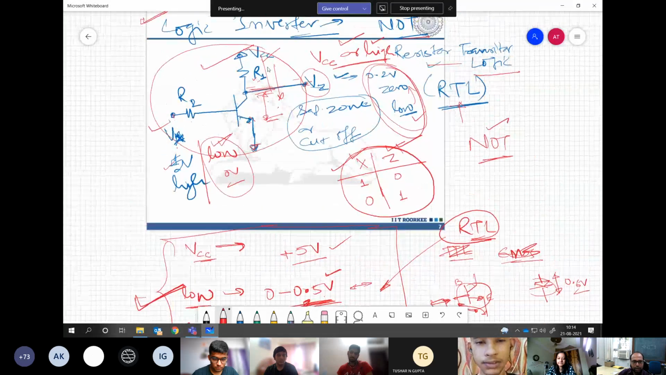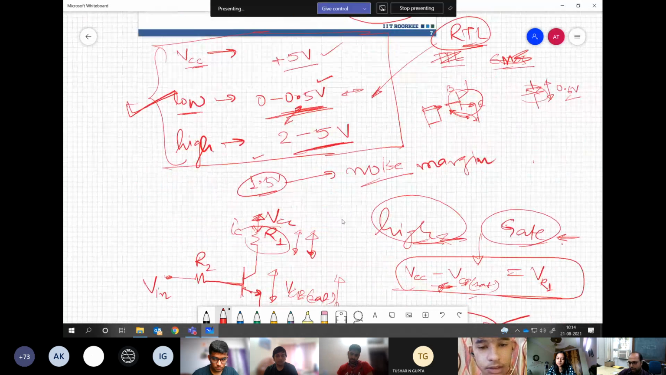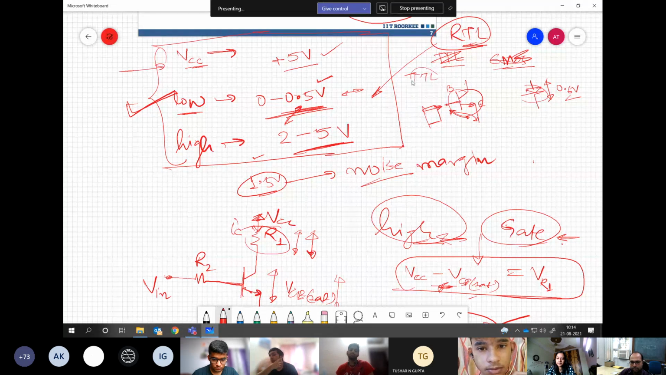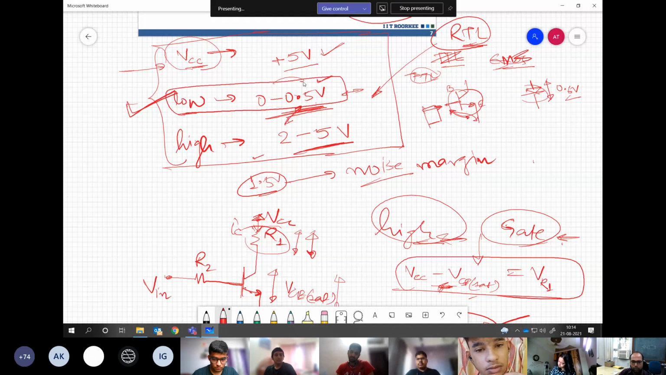So basically, deciding what values of R1 and R2 can be chosen. For that, first we have to decide the operating conditions, the operating voltages. We have seen that for RTL logic, and even for the other, slightly more advanced logic families, TTL and CMOS, the VCC voltage is kept at 5 volts. And then the logic low for RTL is between 0 and 0.5.